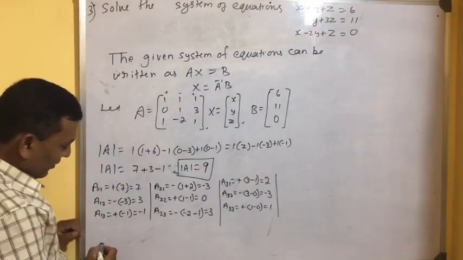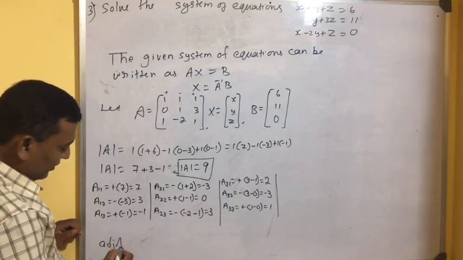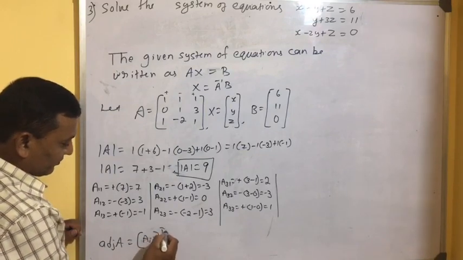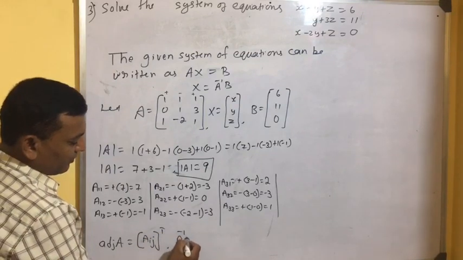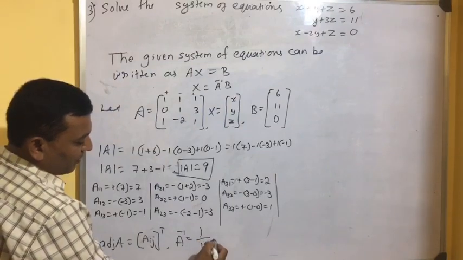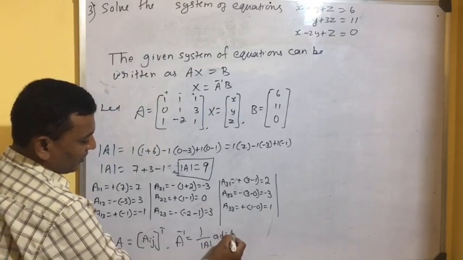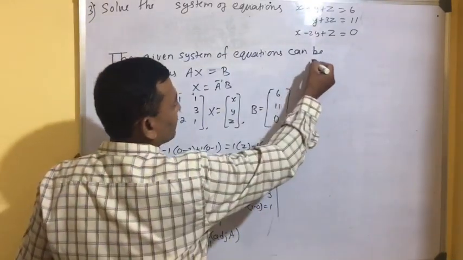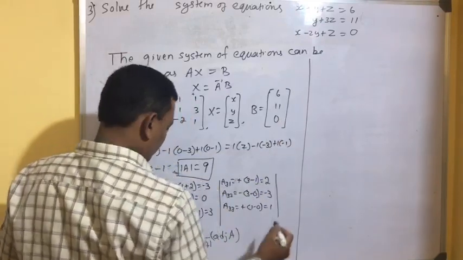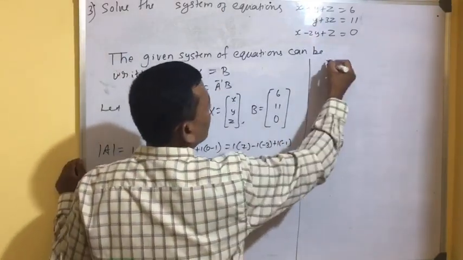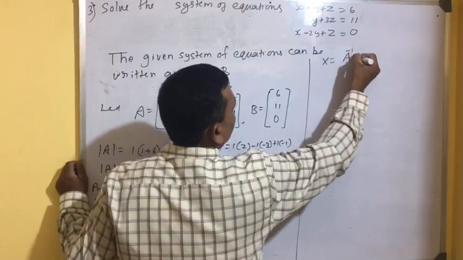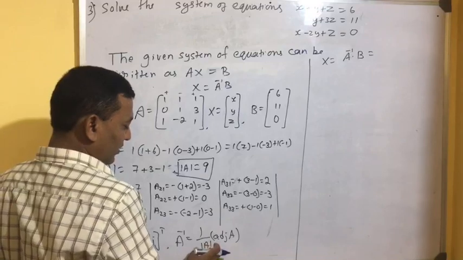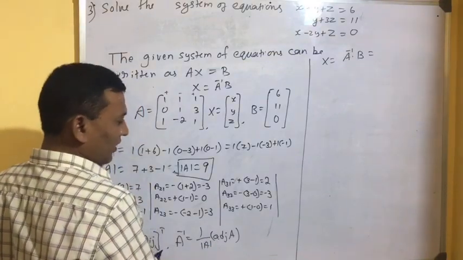Now we want to find the adjoint of A. Adjoint of A is equal to the cofactor matrix transpose. Also A inverse is equal to 1 by determinant of A into adjoint of A. So directly now I am going to take here, we know X is equal to A inverse into B. Now I have the A inverse formula, that is 1 by determinant into adjoint A. Adjoint A is the cofactor matrix transpose.